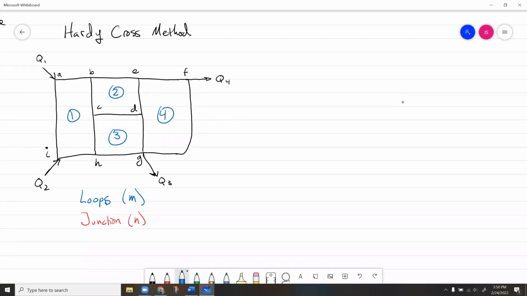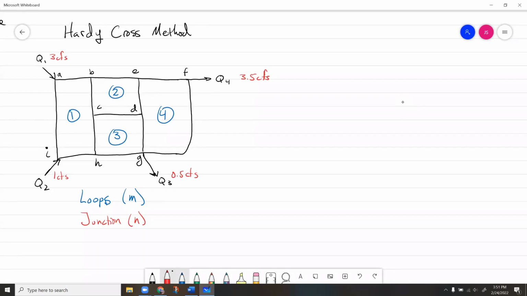And then we're going to look at these loops and we're going to say, how is flow moving? But I think before we do that, we're going to say how much flow is coming in. So first we'll have 3 CFS coming in here. We're going to have 1 CFS coming in here. We have 0.5 leaving, and then we have 3.5 leaving over here. So these are the boundary conditions that set up our problem.